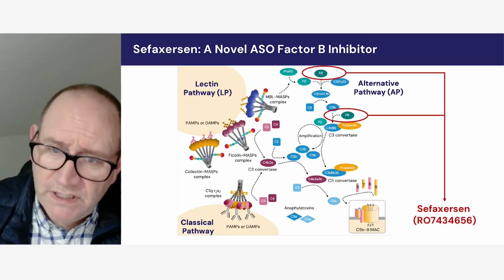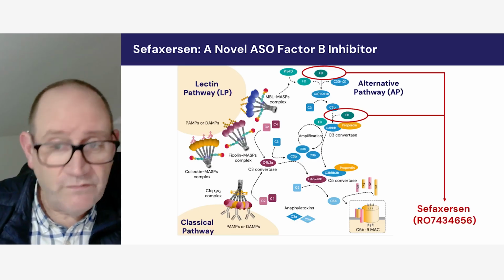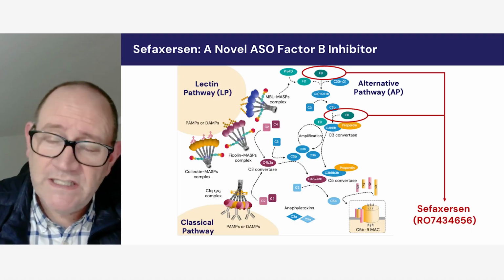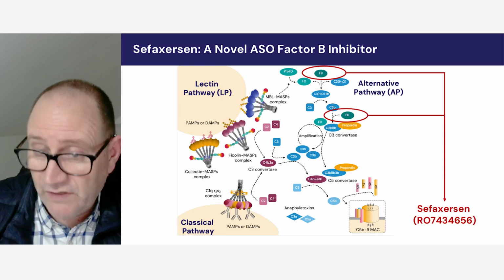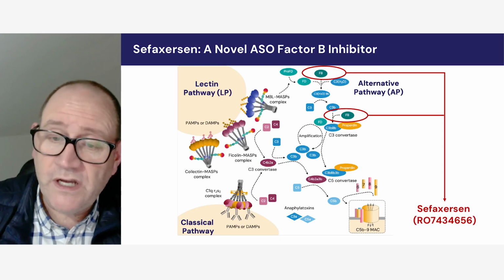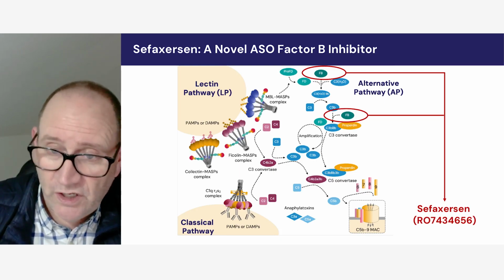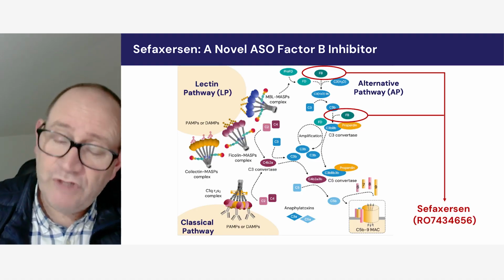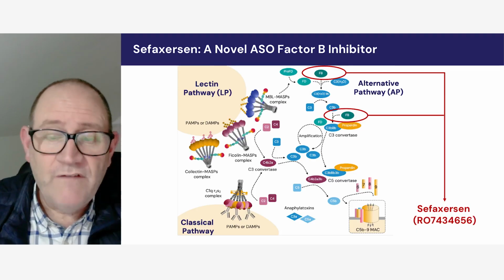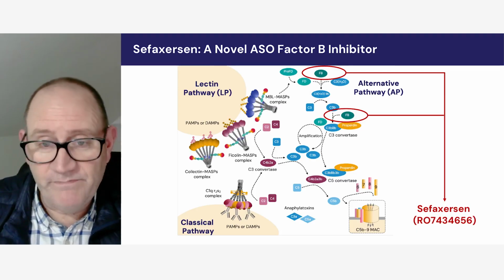The next drug that is in phase 3 is a drug called cefaxacen. Now, this targets factor B of the alternative pathway in a different way. This is an antisense oligonucleotide that is designed to target the liver, where the oligonucleotide prevents the translation of factor B mRNA into protein, effectively reducing the circulating level of factor B within the bloodstream.